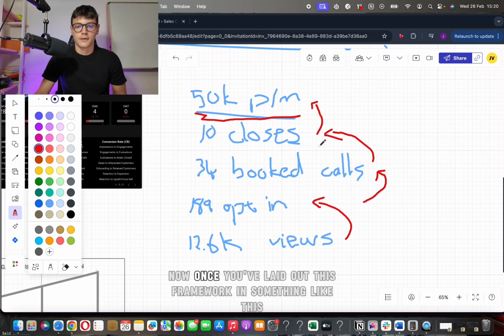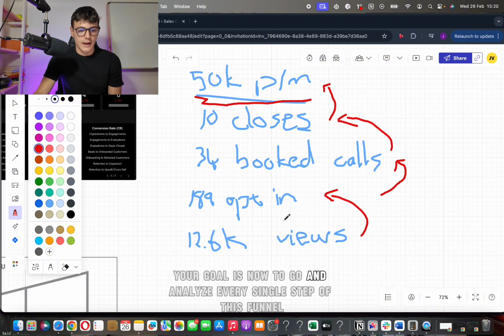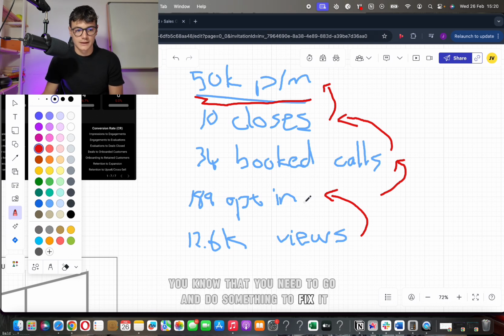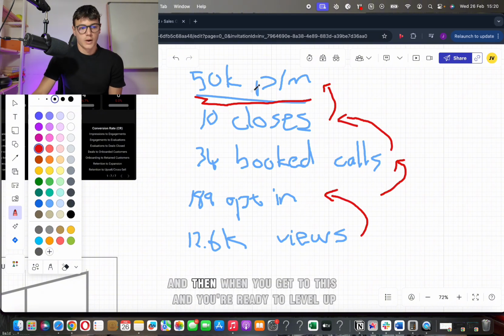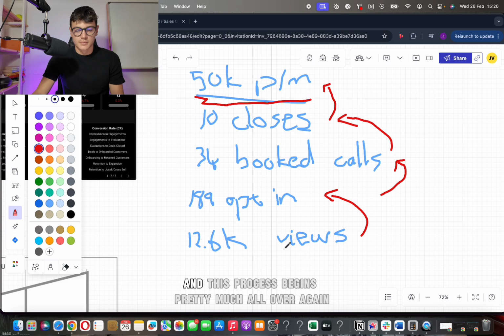Now, once you've laid out this framework in something like this, your goal is now to go and analyze every single step of this funnel to hit these targets. And if something is not aligning, you know that you need to go and do something to fix it and test and iterate until you get to these numbers. And then when you get to this and you're ready to level up, then you can redo this. And this process begins pretty much all over again.